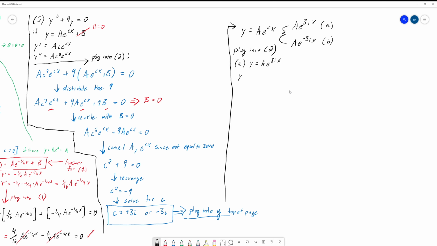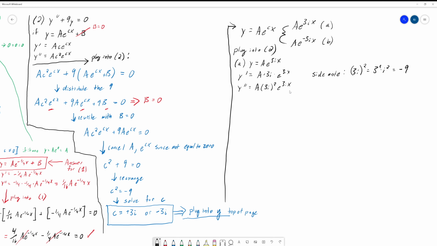And then that would mean that y prime is going to equal a times 3i times e to the 3ix. And that means that y double prime is going to be a times 3i squared e to the 3ix. And as a side note, 3i squared is going to be 3 squared times i squared. And i squared is going to be minus 1, and 3 squared is 9.